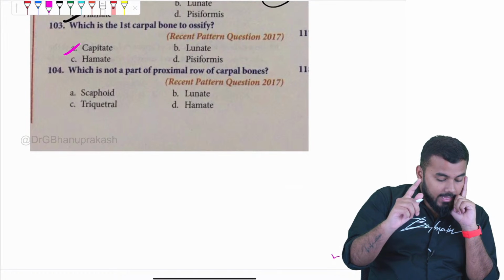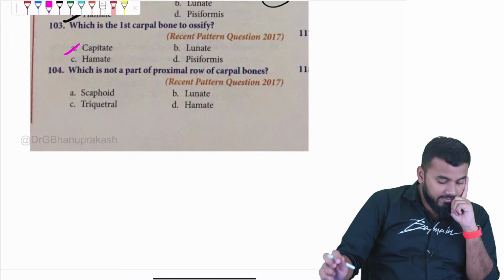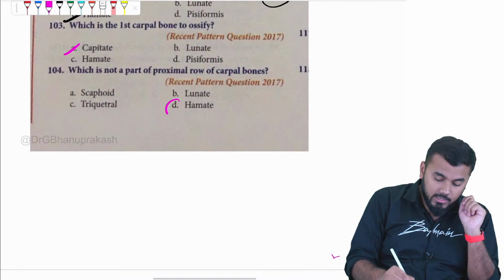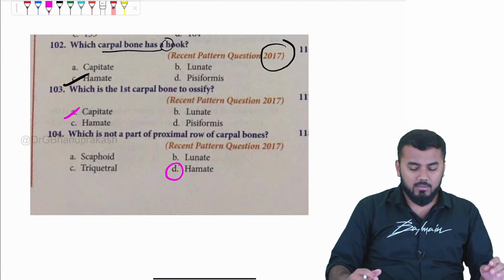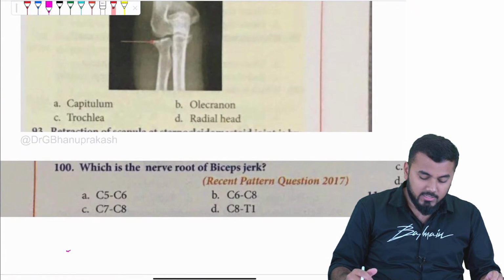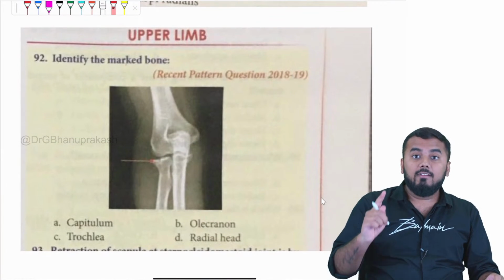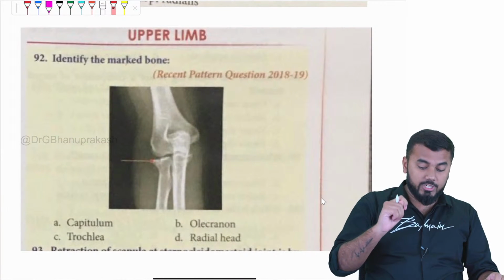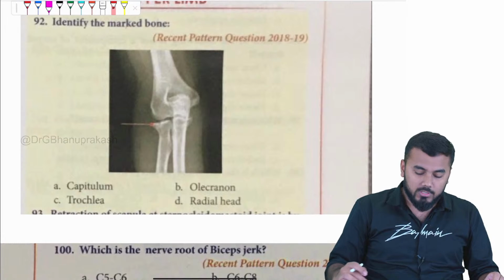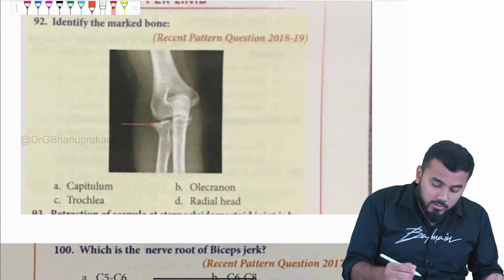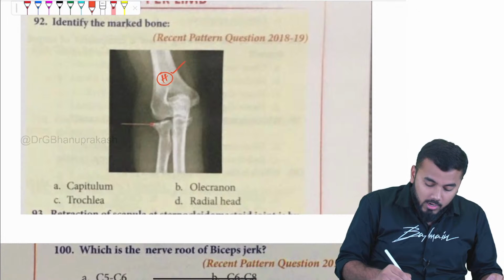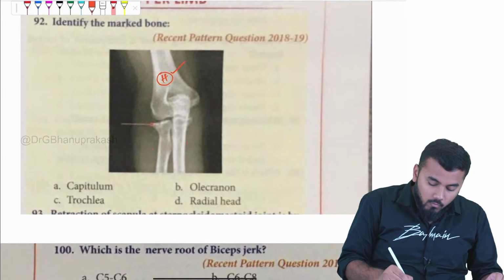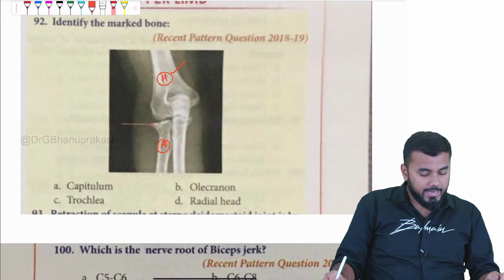Excellent. Ahmad Alif, excellent, guys. D. You see, such simple questions will be asked, guys. That exam is a very simple exam. And they will also ask you image based questions. Identify the marked bone. See, all of you know this is the humerus. Now, what are these two bones? What is this A bone called? Radius or ulna?